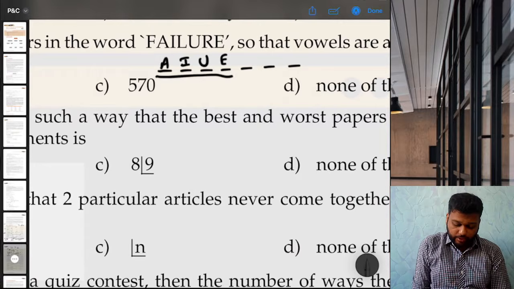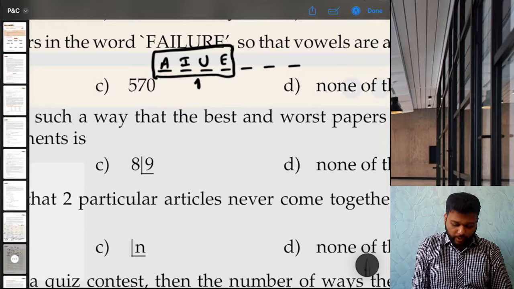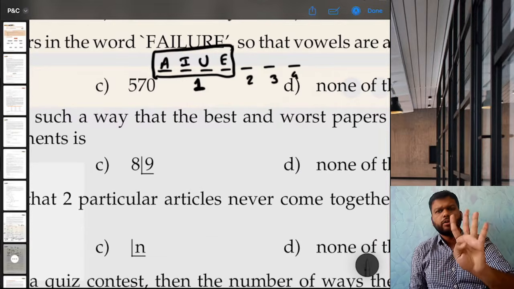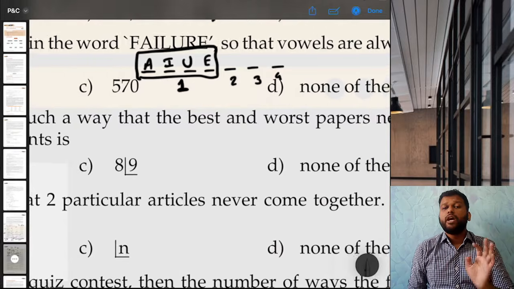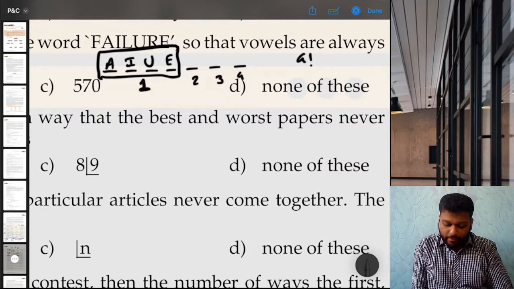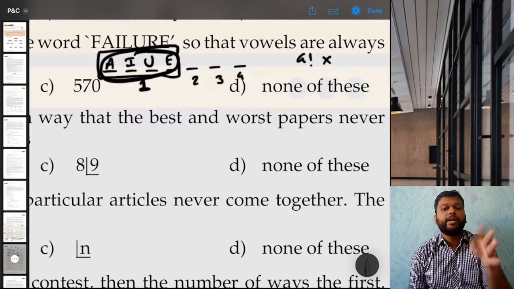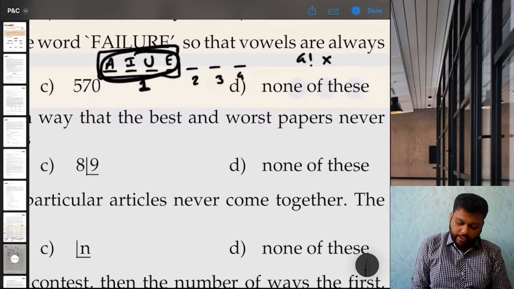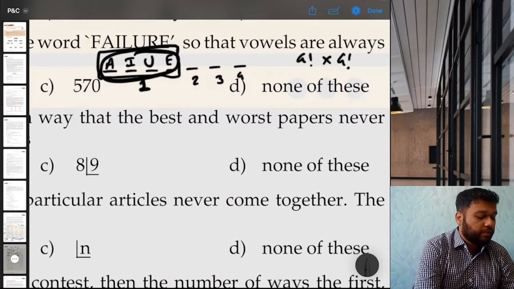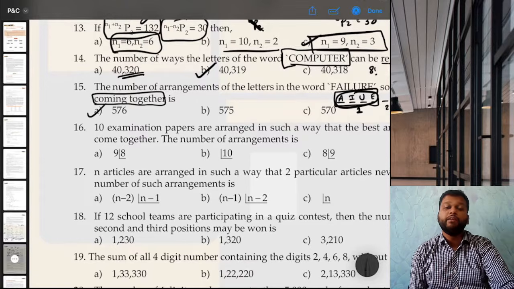So let's form a box. Now we'll call this box as one place. One letter. 1, 2, 3, 4. So there are only 4 letters that we have to rearrange now. How many ways can you rearrange 4 letters? 4 factorial. Multiplied by this A, I, U, E, which you can also arrange among each other, right? You can write A, E, U, I, A, U, E, I or something like that. So that is again 4 factorial. So 4 factorial into 4 factorial, 24 into 24, 576 is the correct answer, option A for question number 15.